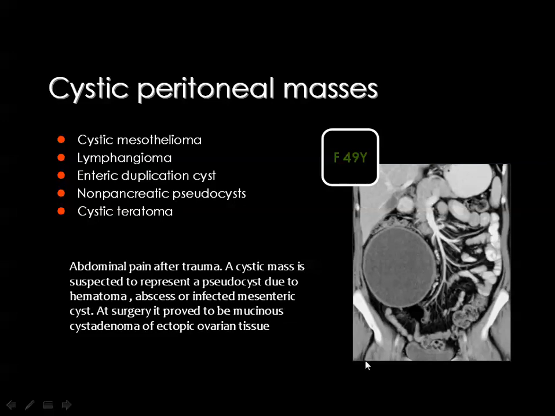Look at this example of a cystic lesion in the pelvic abdominal area of a female patient who had a positive history of trauma followed by abdominal pain, and a cystic mass is suspected to represent a pseudocyst secondary to the traumatic insult. Because of the thickness of the wall, an abscess was also suspected, or an infected mesenteric cyst. At surgery, this was found to be a mucinous cystadenoma of an ectopic ovarian tissue.